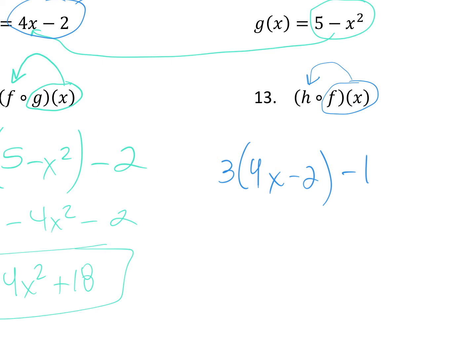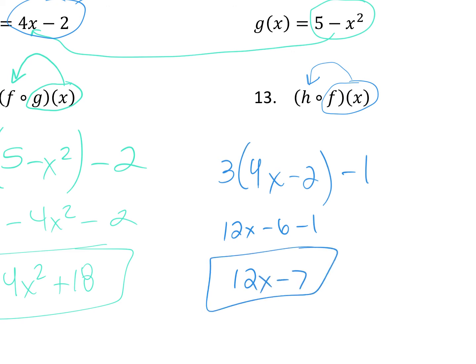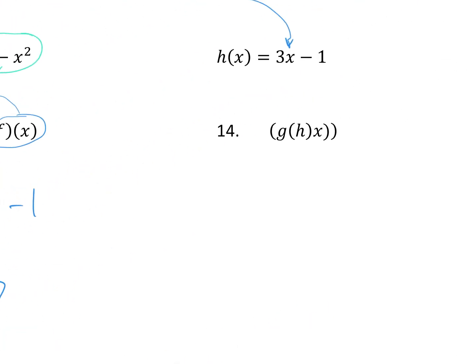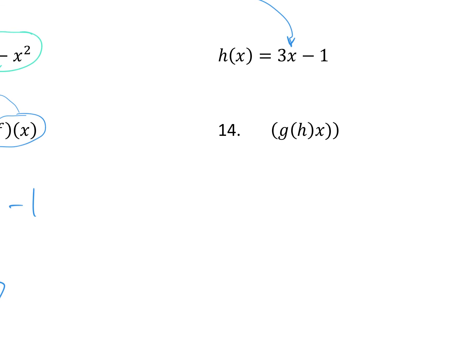Distribute. 3 times 4 is 12x. Not squared. Just 12x. And then 3 times negative 2 is minus 6 minus 1. So this becomes 12x minus what? Perfect. Domain? All reals. Negative to positive infinity because there's no rules being broken. Everybody good?